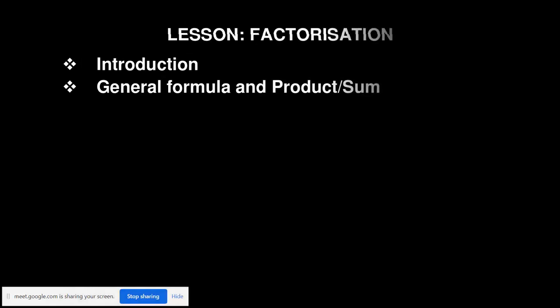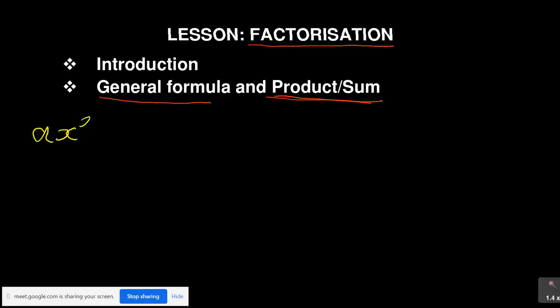Look at this introduction. We are looking at the general formula here and a concept that I call the product sum. When we're talking about factorization in this place, we're talking about a polynomial. In this polynomial, the general form will be given as ax squared plus bx plus c. I think you have seen something like this, am I right?